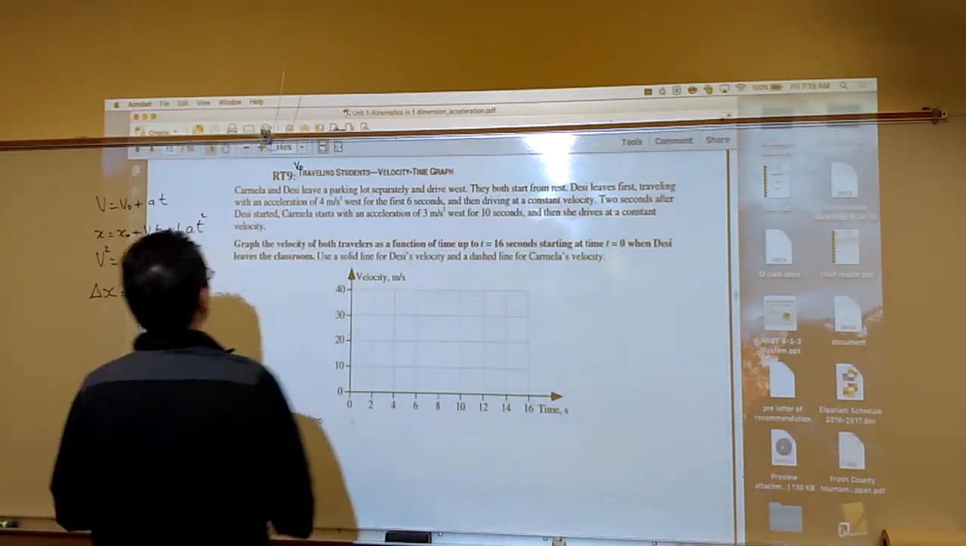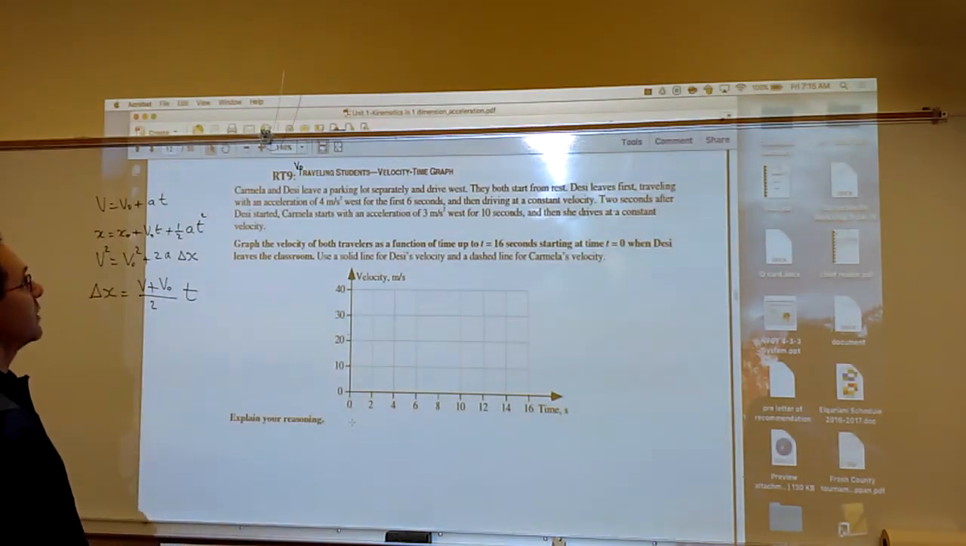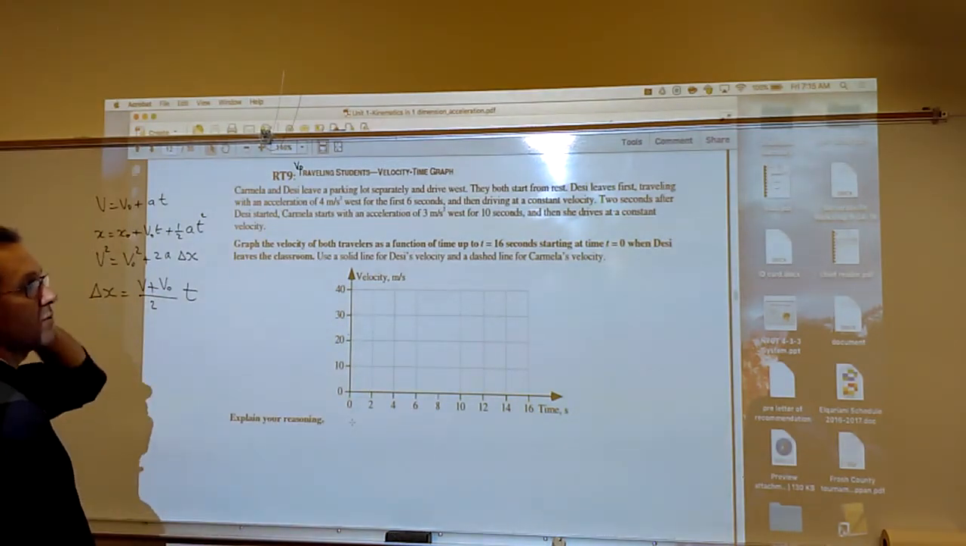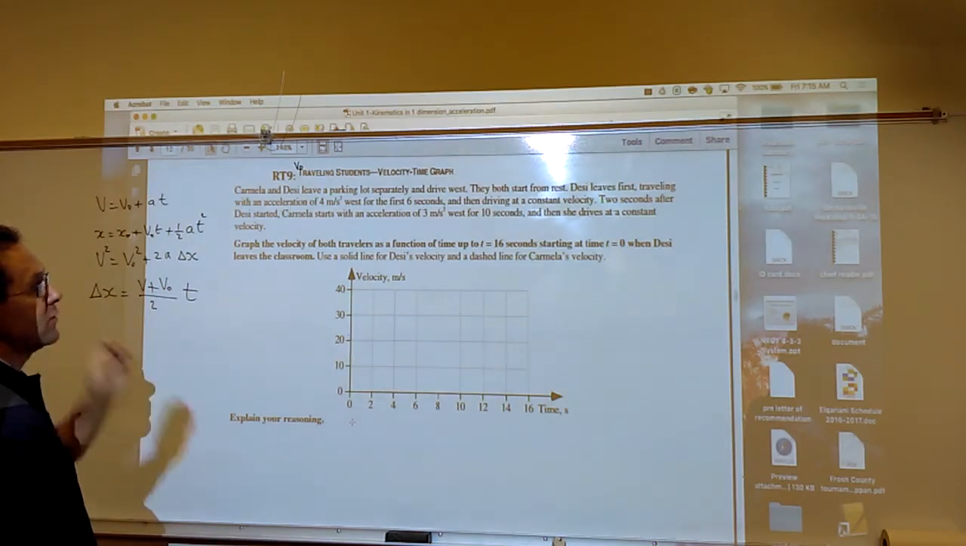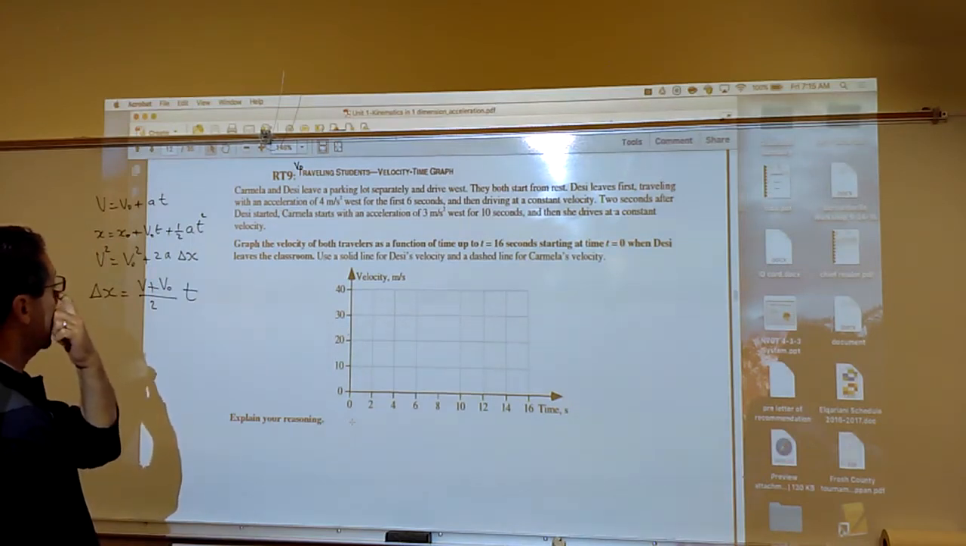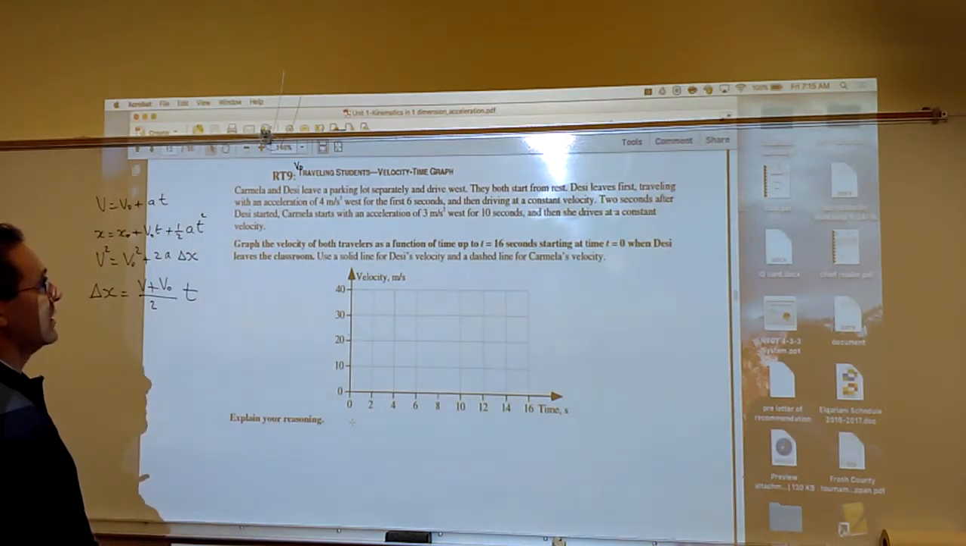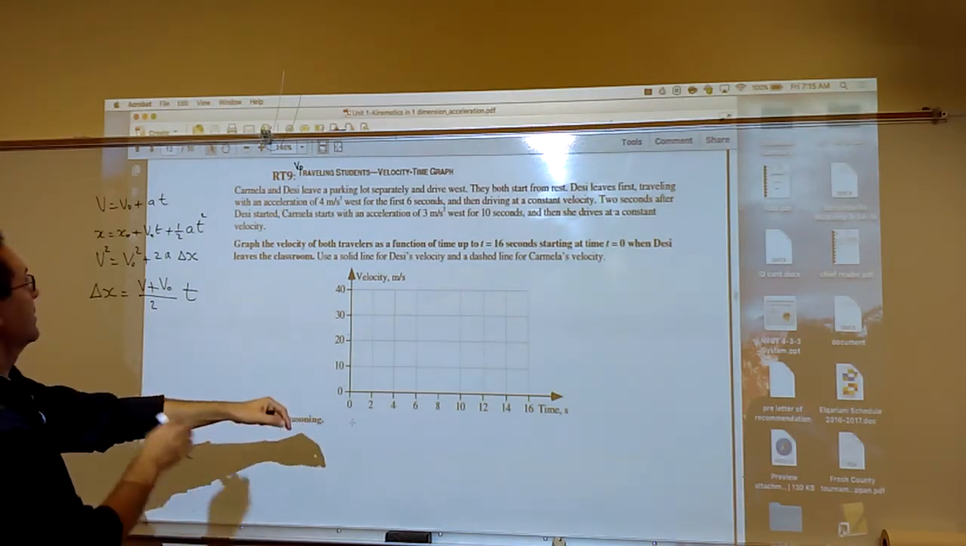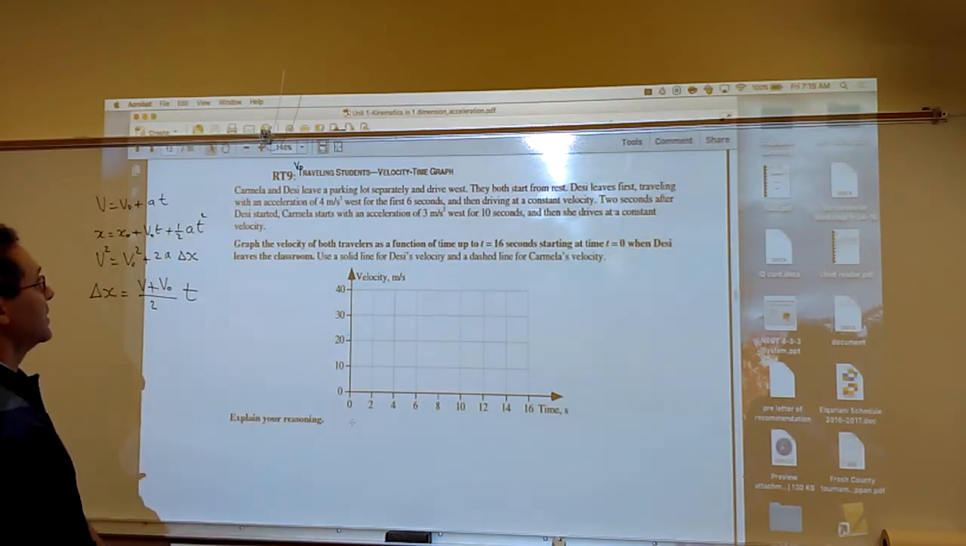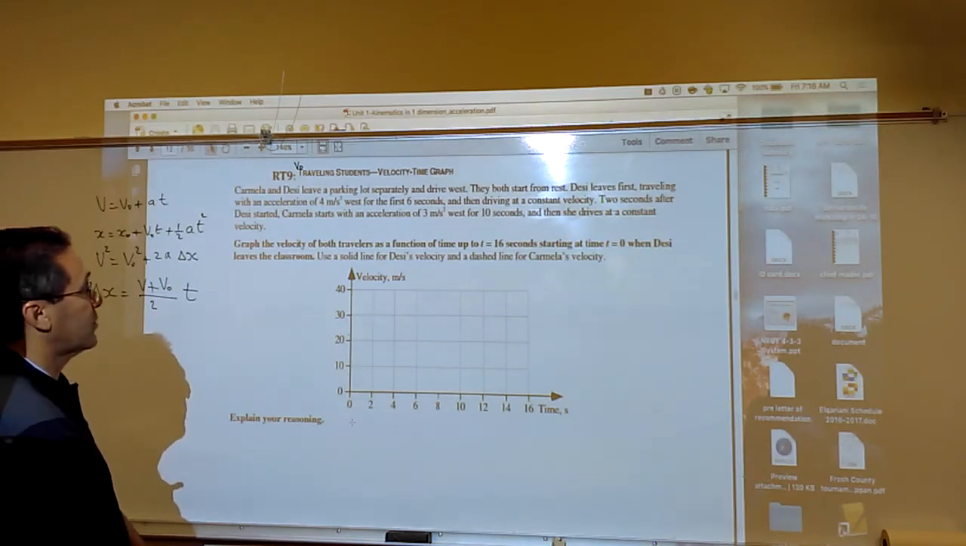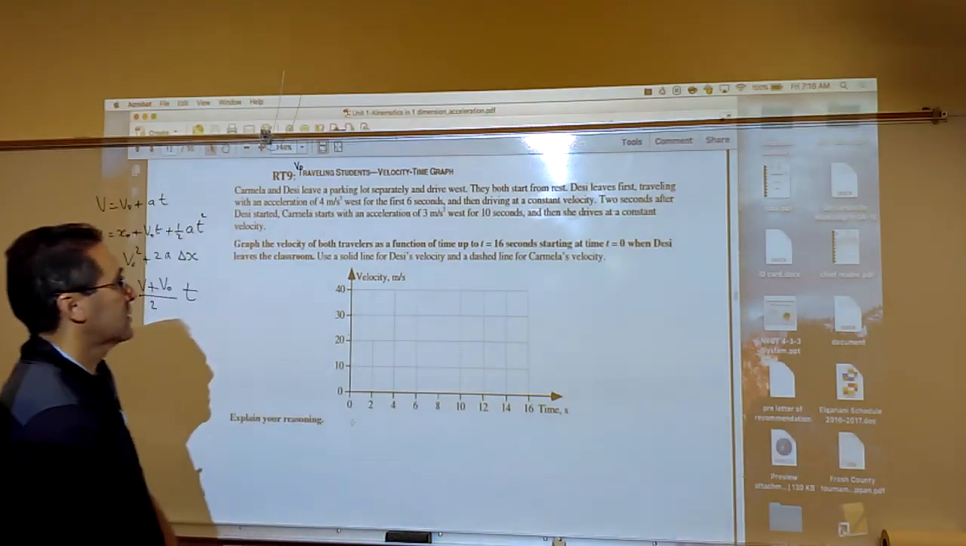Carmela and Desi leave a parking lot separately and drive west. They both start from rest. Desi leaves first, traveling with an acceleration of 4 meters per second squared west for the first 6 seconds, and then driving at constant velocity. 2 seconds after Desi starts, so there is a delay, Carmela starts with an acceleration of 3 meters per second squared west for 10 seconds, and then she drives at a constant velocity. Graph the velocity of both travelers as a function of time up to 16 seconds, so the whole time we have here.